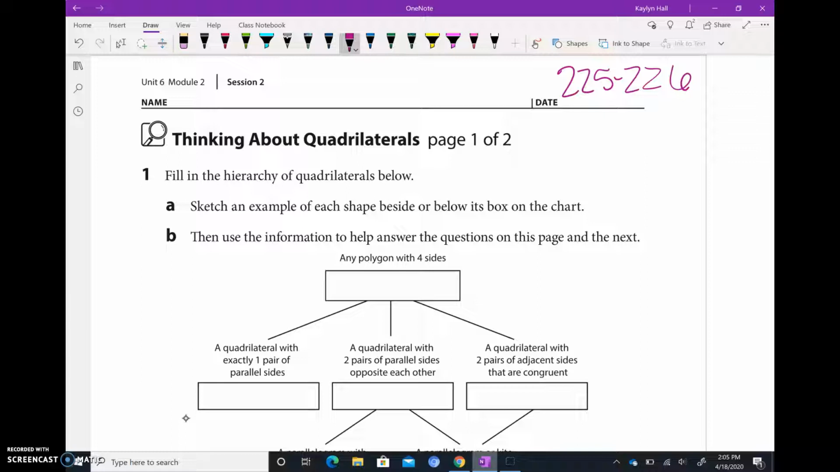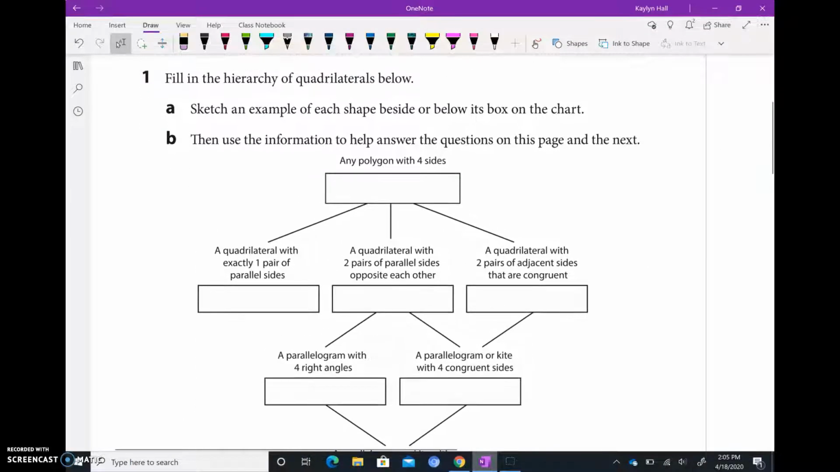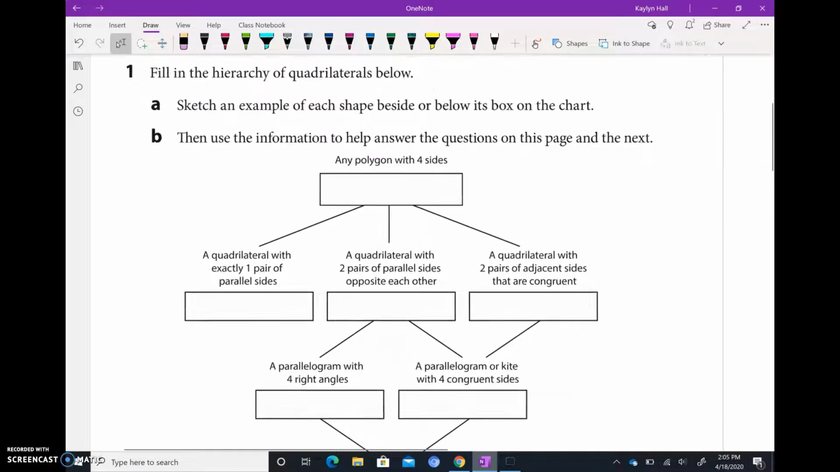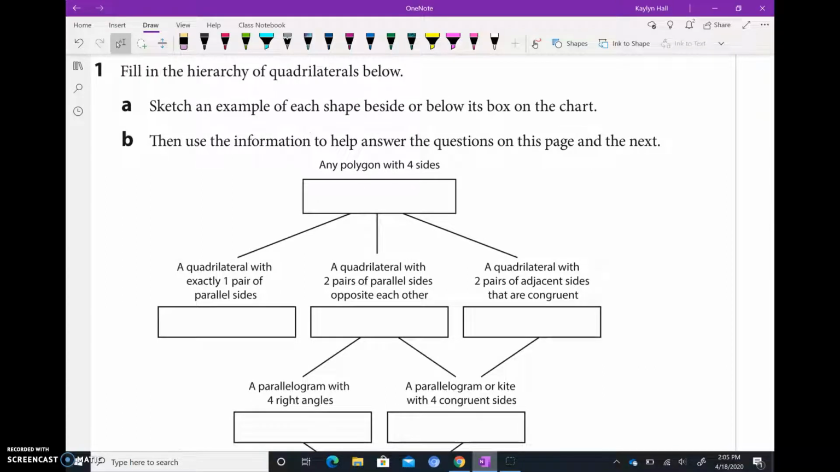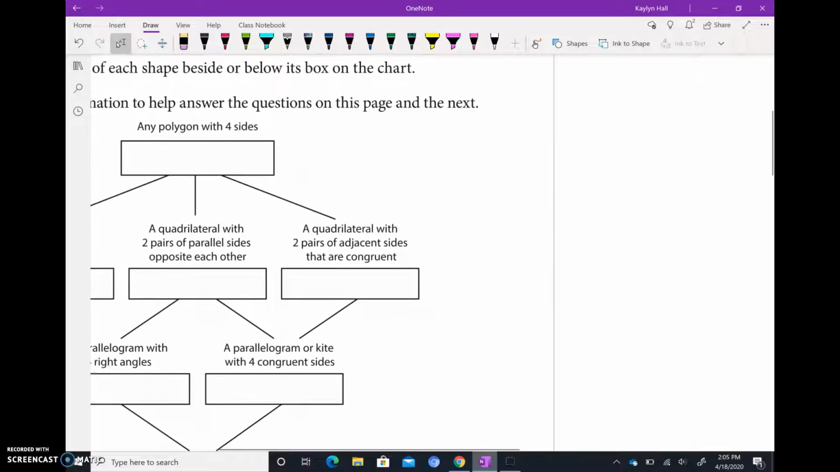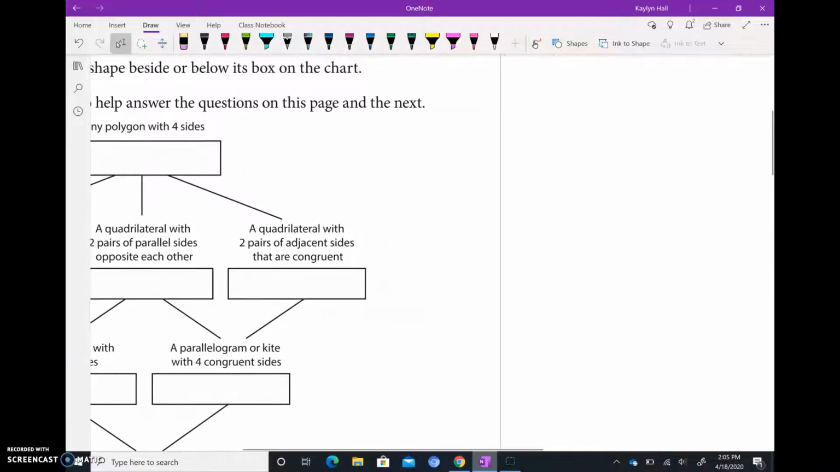Okay, if you're still here, or if you're back now, I'm assuming that you have your books, so I'm going to start moving along. Number 1 says, fill in the hierarchy of quadrilaterals below. Sketch an example of each shape beside or below its box on the chart, and then use the information to help answer the questions on this page and the next. First of all, let's review the ones we've talked about so far, and then I've got to introduce another one.